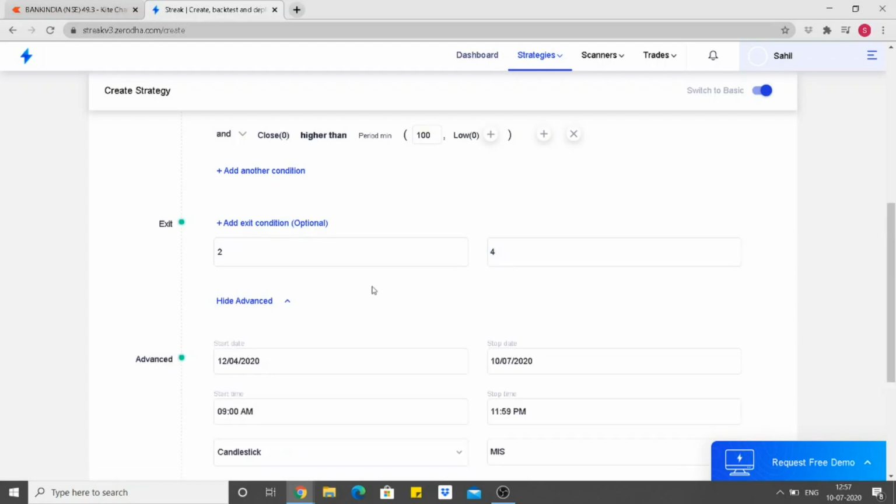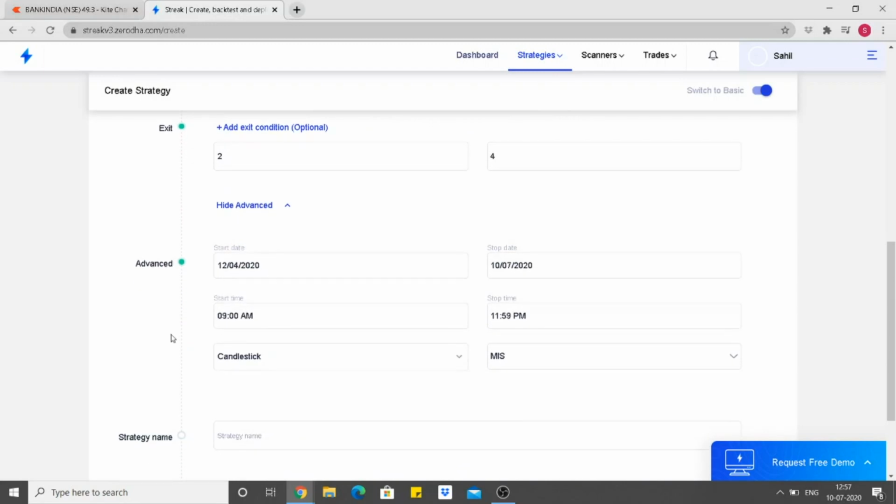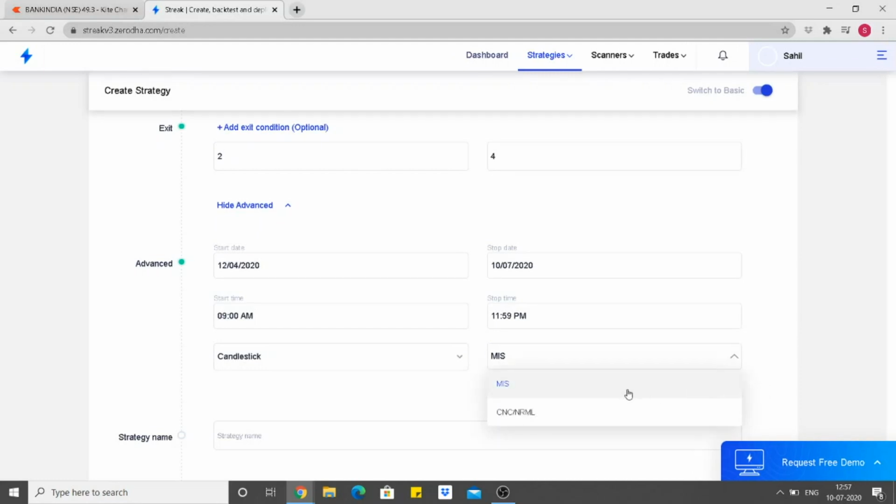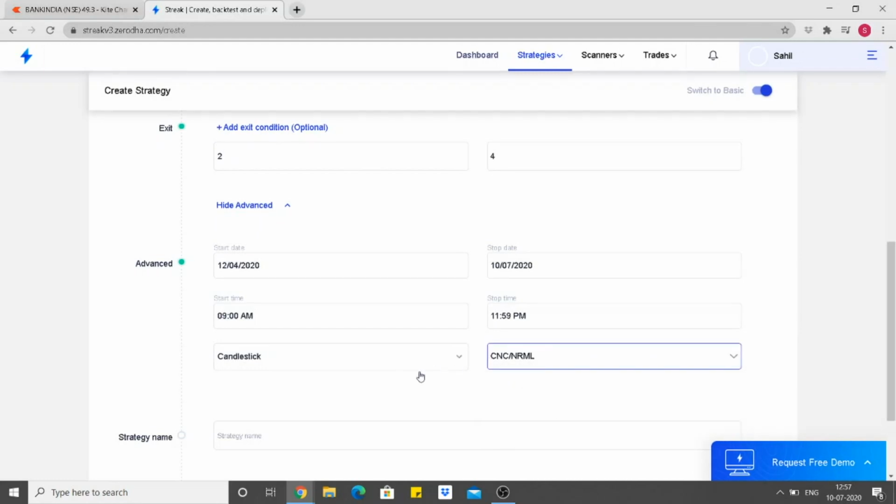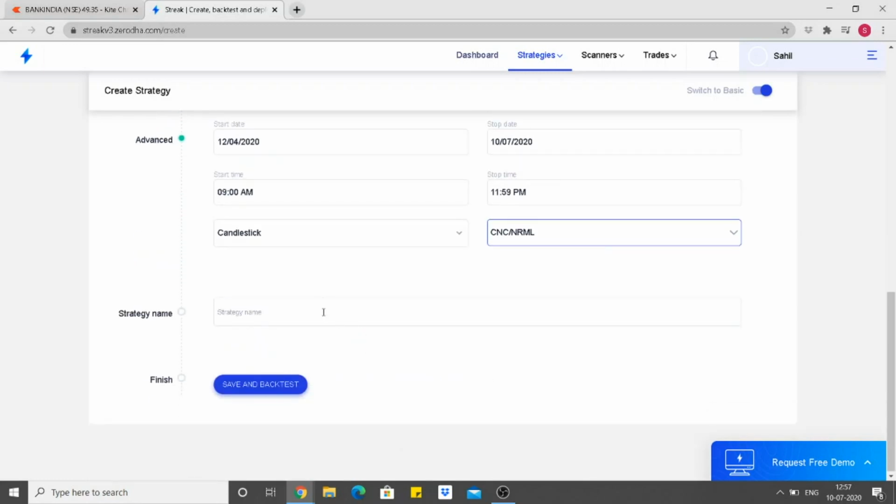Right here in the show advanced section, you can also explore different parameters that you might be using while backtesting. I will be inputting this as a CNC NRML order. This is the trade start time and stop time, the trade start date and the trade stop date. This is your backtest period basically. This is the historical data that you are going to be backtesting your strategy on, right?